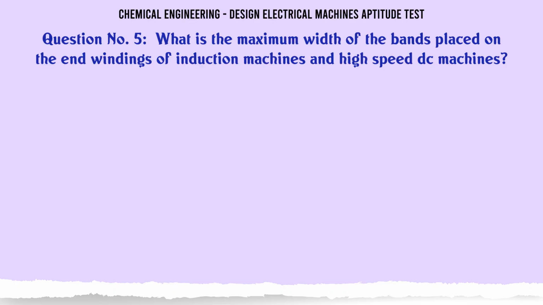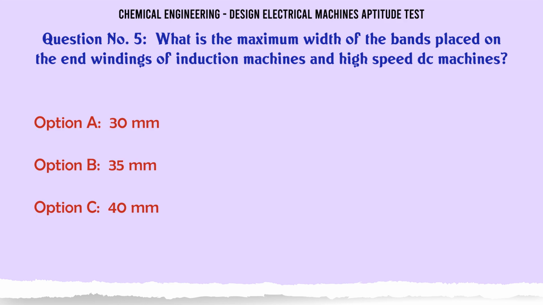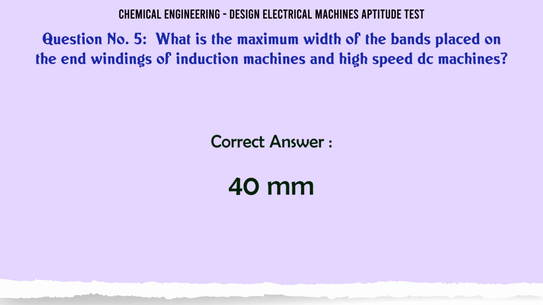What is the maximum width of the bands placed on the end windings of induction machines and high-speed DC machines? A. 30 mm. B. 35 mm. C. 40 mm. D. 45 mm. The correct answer is 40 mm.